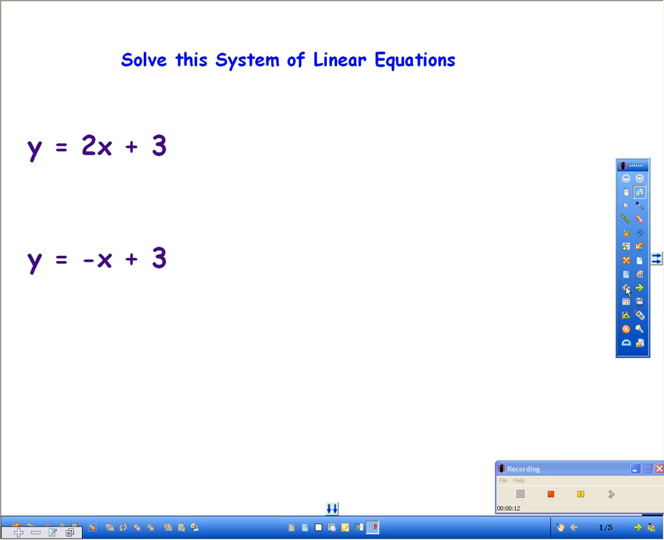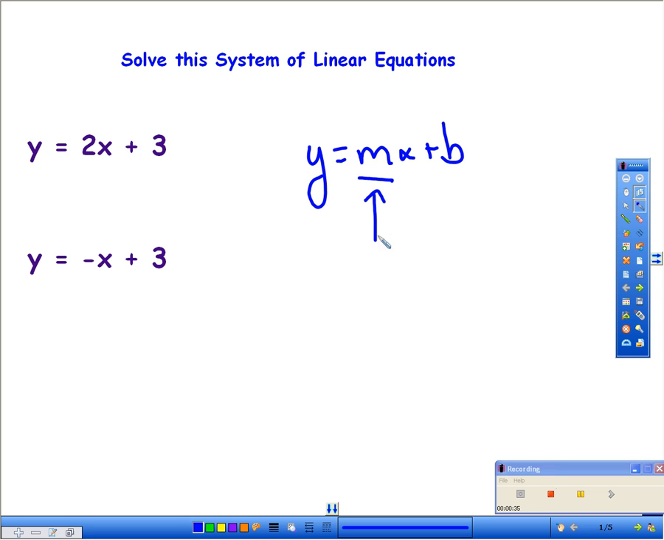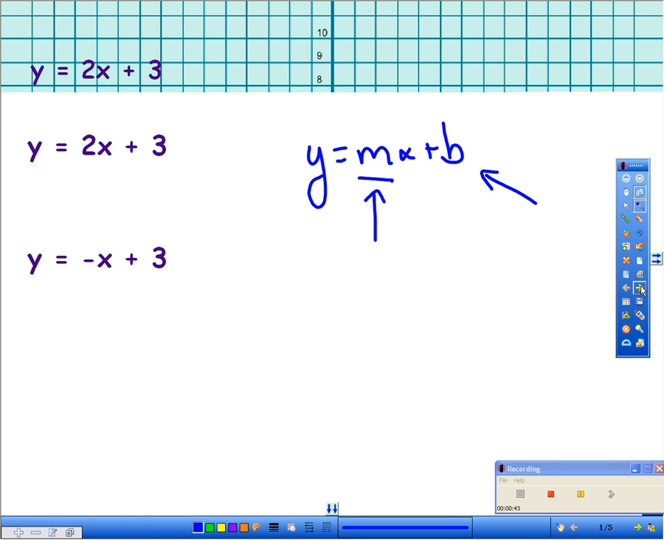Both of these are in the form we want. In order to graph a line, we want it in the form of y equals mx plus b, slope-intercept form. The slope is m, the y-intercept is b. So let's graph these two lines and see where the solution is. The solution is the point at which they meet.